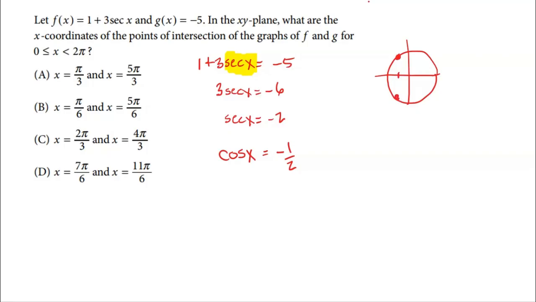Now, they only want us to give solutions from 0 to 2 pi, so I don't have to worry about adding anything onto this to compensate for the infinite answers. But hopefully you guys are good at recognizing that, however your teacher taught you. But there are two answers: 2 pi over 3, that's the answer up there in quadrant 2. And there's another answer in the third quadrant of 4 pi over 3. So that makes our final answer choice C.